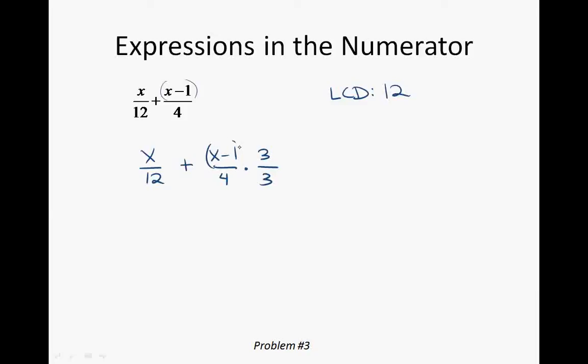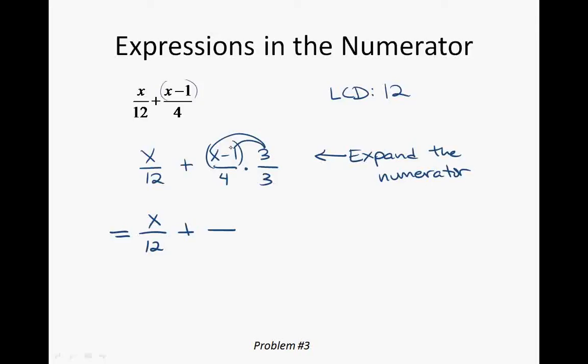When you multiply the numerators, go ahead and expand. I'll make a little note for you. Expand the numerator. So we'll keep your x over 12. And when I expand this numerator, I'm going to distribute 3 to x and negative 1. So that would be 3x minus 3 over 12.